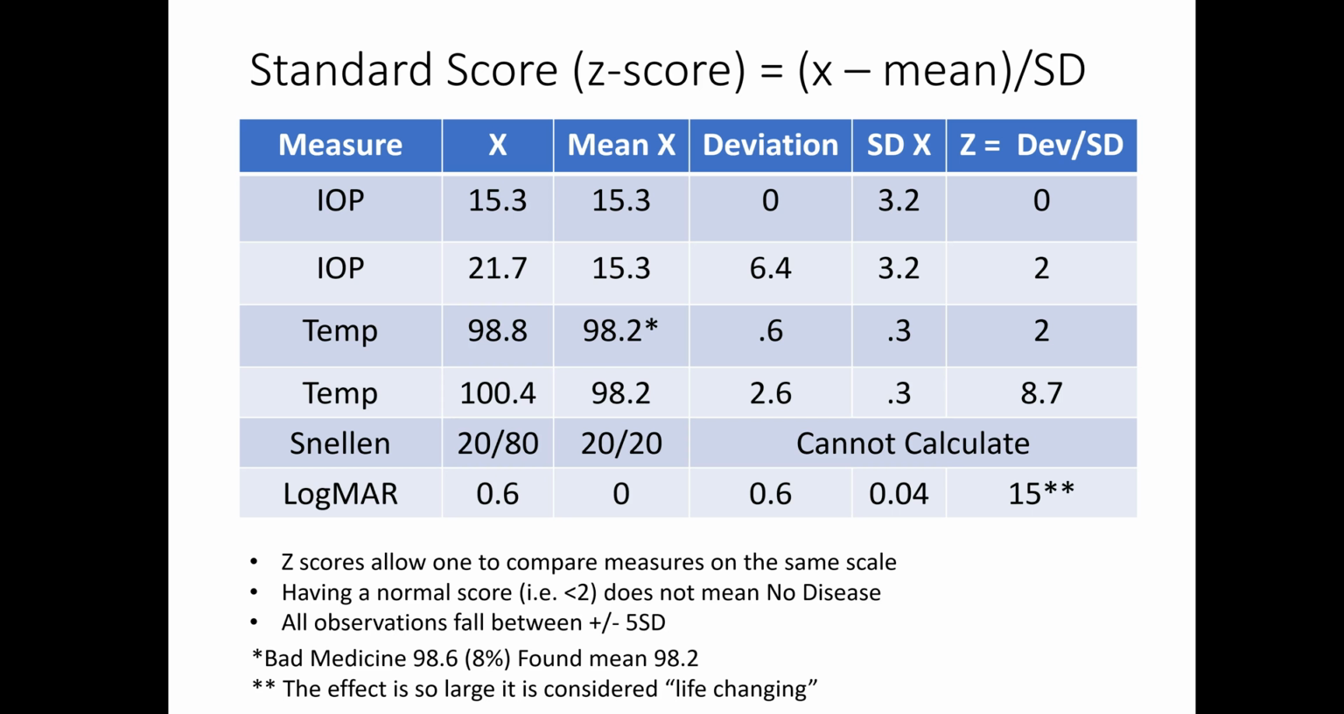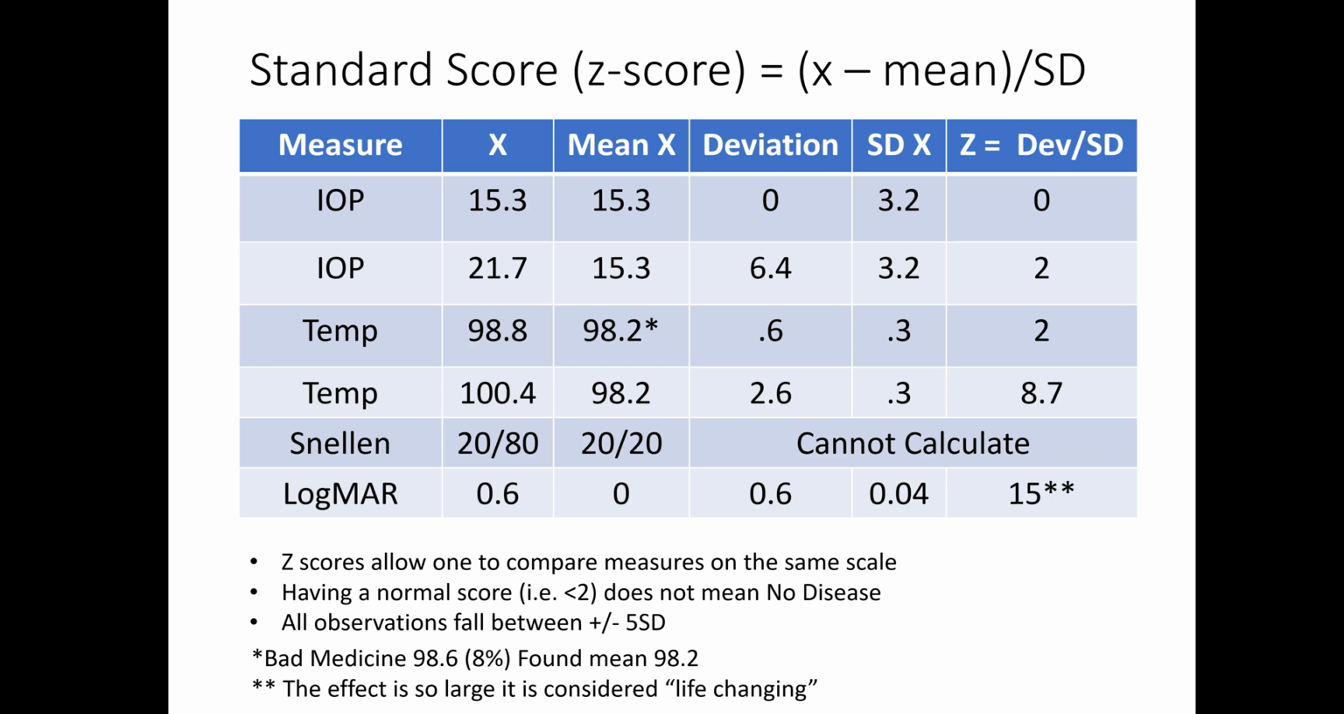Now, we talked last time about standard score. The z-score is x minus mean. Let's just briefly go over it again. You have an IOP of 15.3 and your patient has an IOP of 15.3.